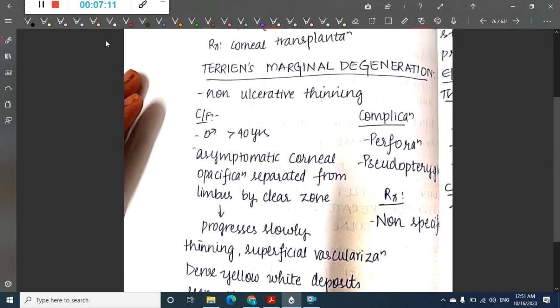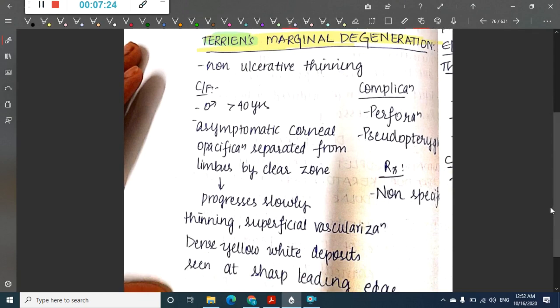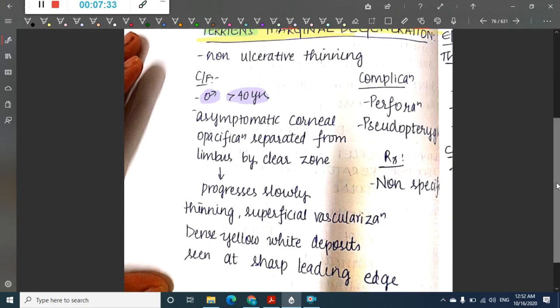Next we have Terrien's marginal degeneration. What do you see in this Terrien's marginal degeneration? Here there is non-ulcerative thinning. It is most commonly seen in males more than 40 years of age. It is an asymptomatic corneal opacity separated from the limbus by a clear zone.